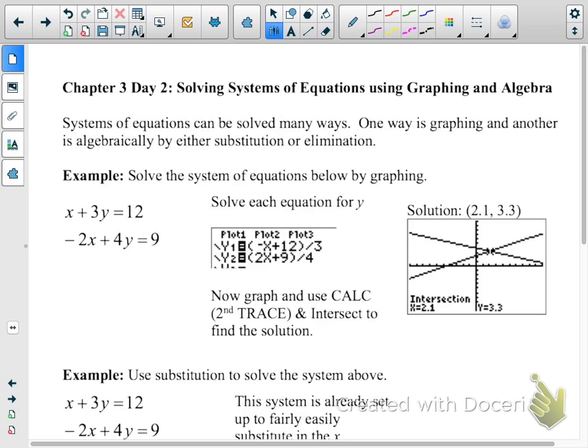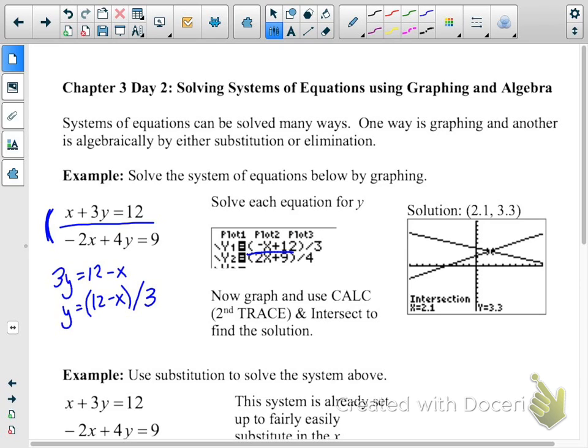So first, just a reminder of how to solve a system by graphing. So we have 2 equations right here. If I were going to do this by graphing, I of course can graph by hand, but you're going to get a better answer if you do it with the calculator. So first thing I would need to do is to solve each of those for y. So let's do the blue one here first. 3y is equal to 12 minus x. Divide everything by 3.